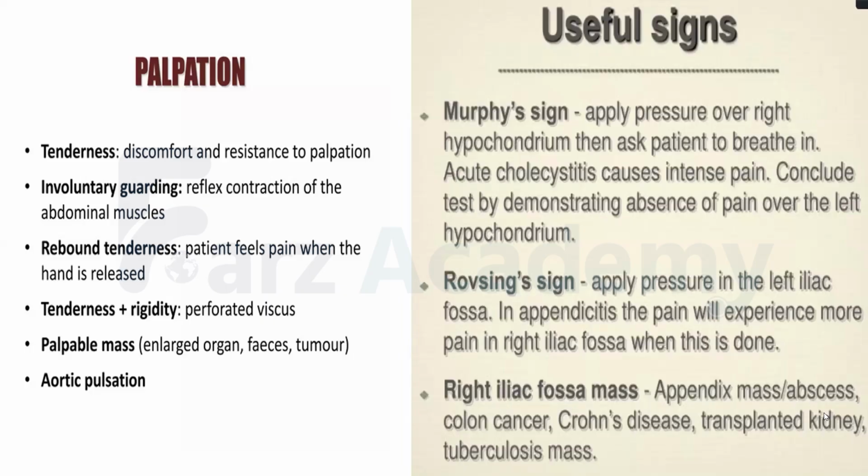Tenderness coupled with rigidity is often present in case of perforated viscus, and there might be palpable masses in various other places, like enlarged organs. You can find a splenomegaly, a hepatomegaly, a tumor, or even impacted stool. You can find pulsation within the abdomen, and they are primarily, if not proved otherwise, due to an enlarged aorta.